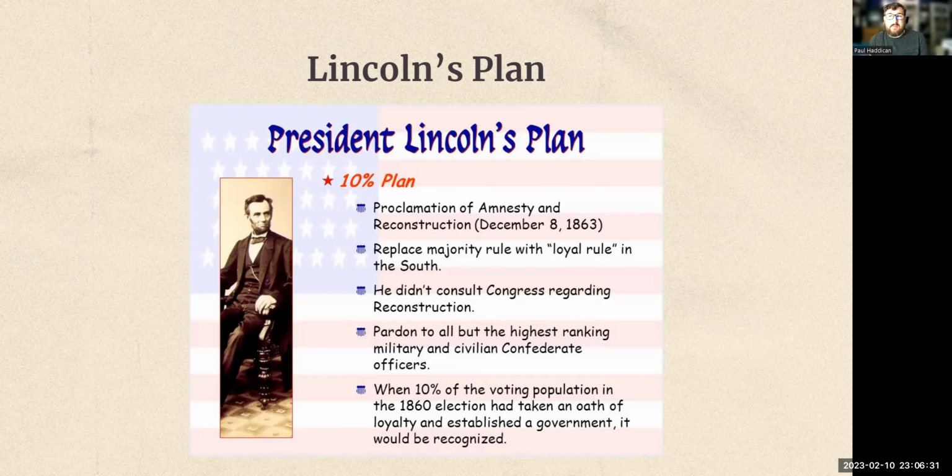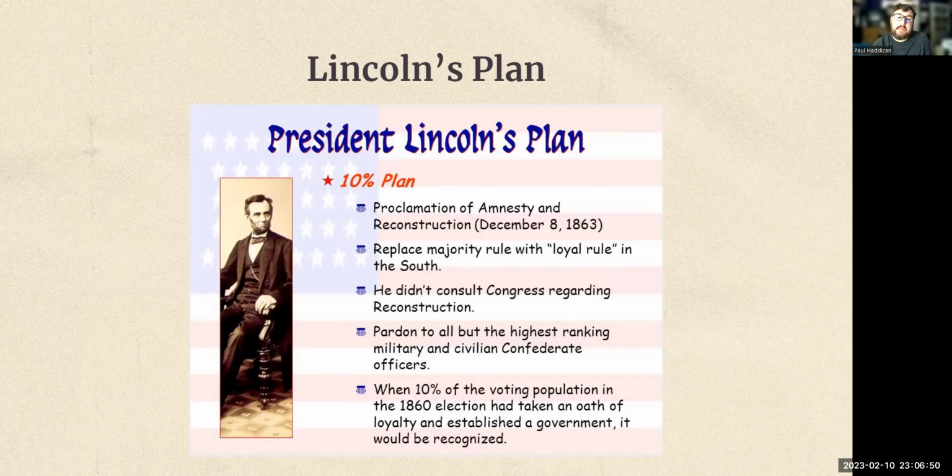So he does put some roadblocks there, but it's not a very satisfying punishment, let's say. And that is why many people in the North do not like it and criticize it as very lenient towards the South.